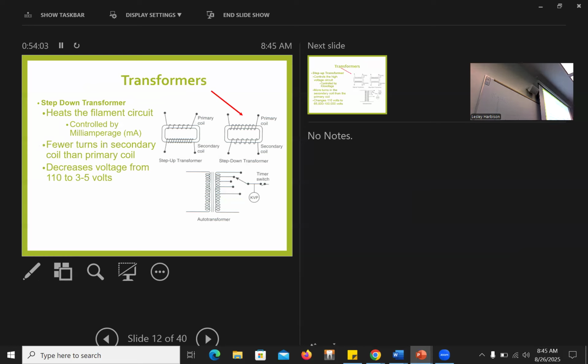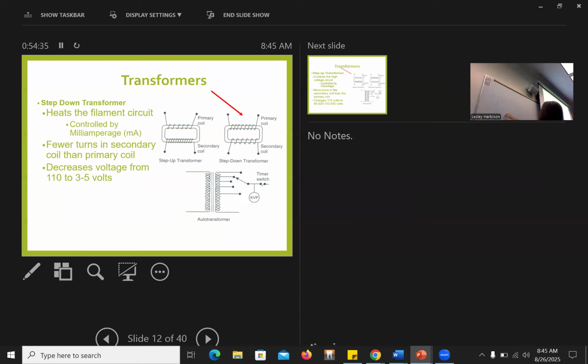Here this is focused all on the step down transformer. Now we're putting in some visuals, and these are all the important points you want to memorize. The step down transformer heats the filament circuit. That could be a test question. It is controlled by MA, milliamperage. There are fewer turns in the secondary coil than the primary. That is why it is a step down.